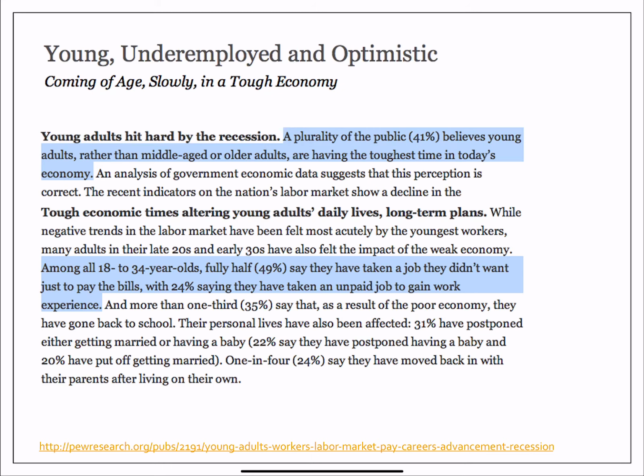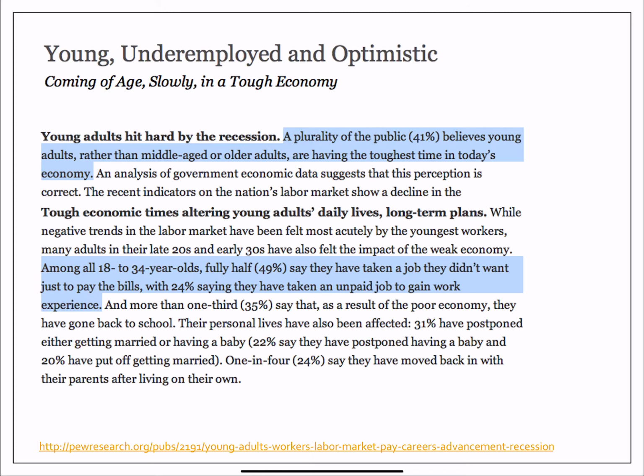Let me ask you all, were any of you surveyed for this study here? No. Actually not. I would bet that none of you were, right? That they didn't ask what your opinion was. But at the same time, I would also bet that if we did a poll in this class, our numbers probably would not be too far off from that 41% that believes young adults rather than middle-aged adults are having the hardest time today, right?